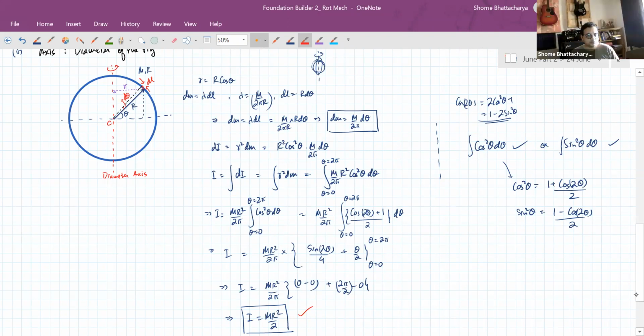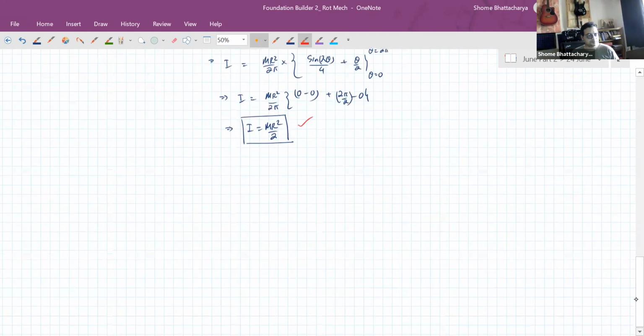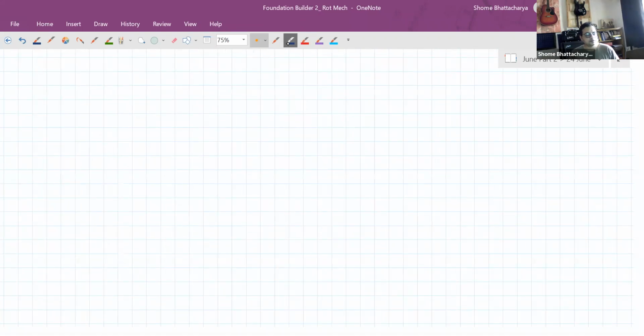Okay, so I hope this was clear. Now let's move on to the next example. Now we move from linear mass distributions to surface mass distributions. So our next example is going to be a two-dimensional distribution of mass.